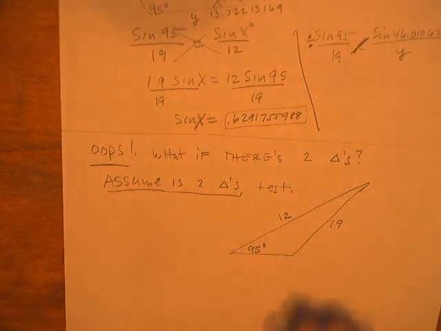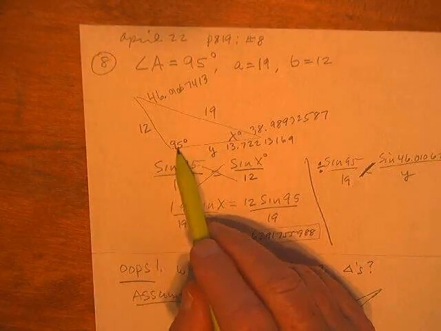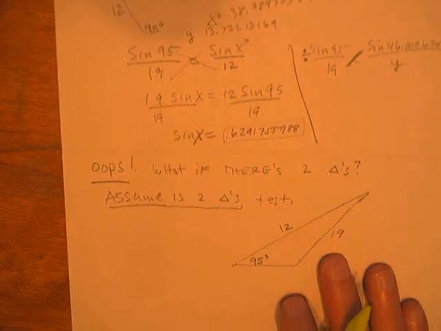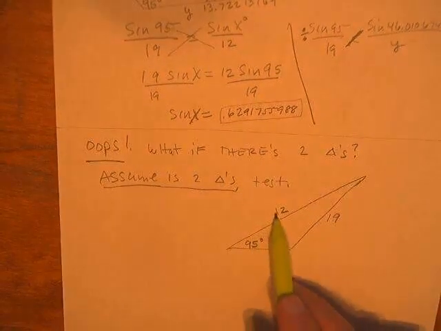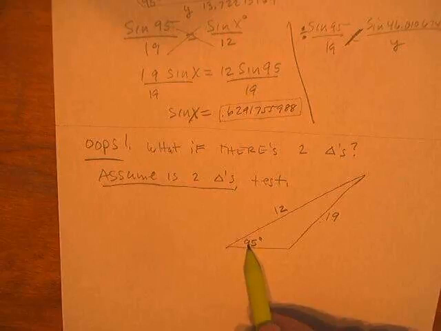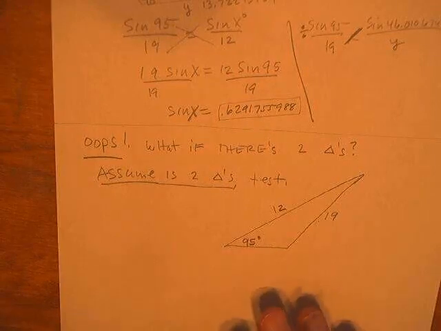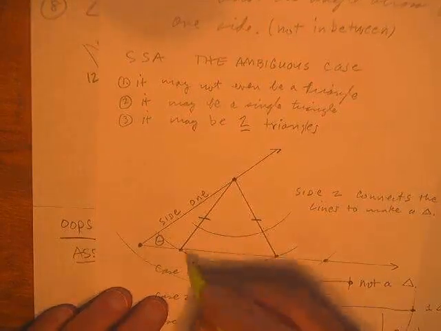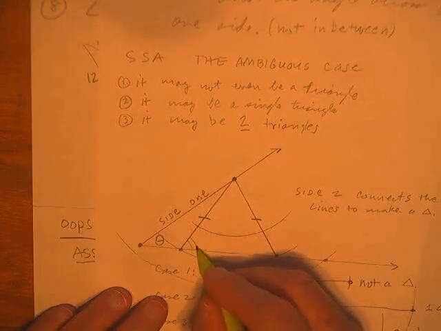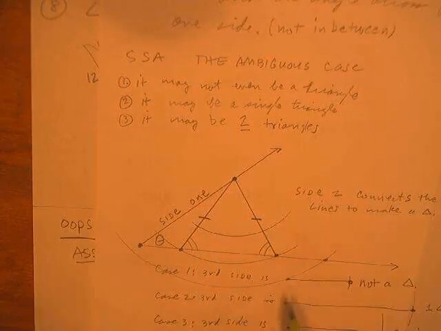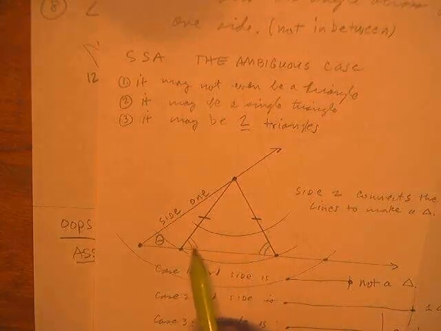Okay? I'm going to keep the 95 and the 19 across from each other. Look, they're across from each other, and the 12 is to the left of the 95. Always put the angle on the bottom left corner. Okay? And now here's where we use our isosceles, because in isosceles triangles, these are called base angles from your geometry class, and they are equal.